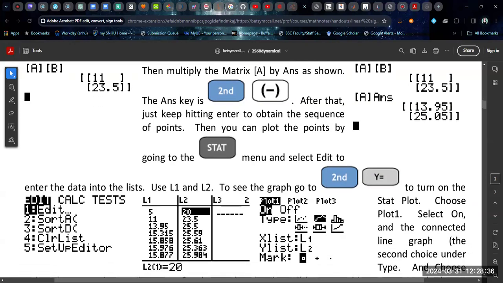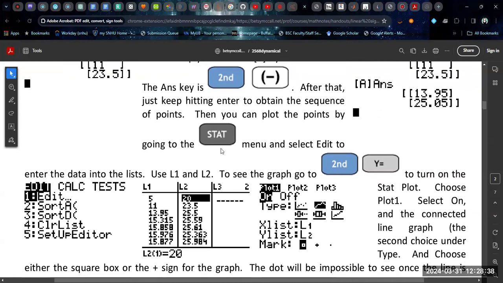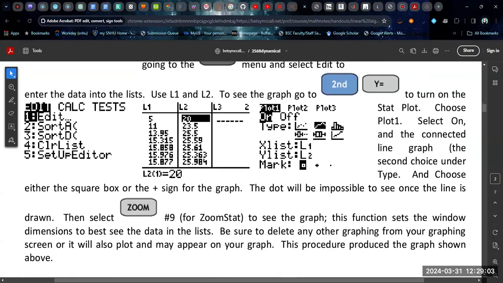Now, we can plot the points by going to the stat menu and then going to edit and entering the first components in list 1 and the second components in list 2. And then when we want to see the graph, we can go to second y equals. From here, we're going to turn the stat plot on. And then within plot 1, we're going to select the line graph option, which is the second one.